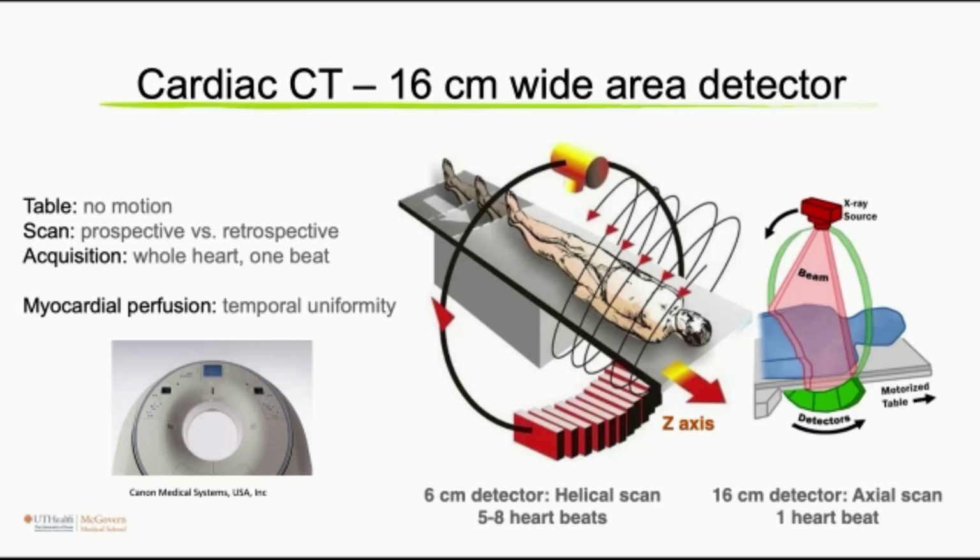And whenever we scan, we enjoy one characteristic of the wide area detector, which is providing temporal uniformity, since we acquire everything in one heartbeat. I think this is a critical component for the quality of myocardial perfusion studies, which I'll discuss a little bit later. Of course, high-quality images can be obtained with 6-centimeter detectors with a helical scan, maybe perhaps more motion artifacts at some point as we acquire over several heartbeats.